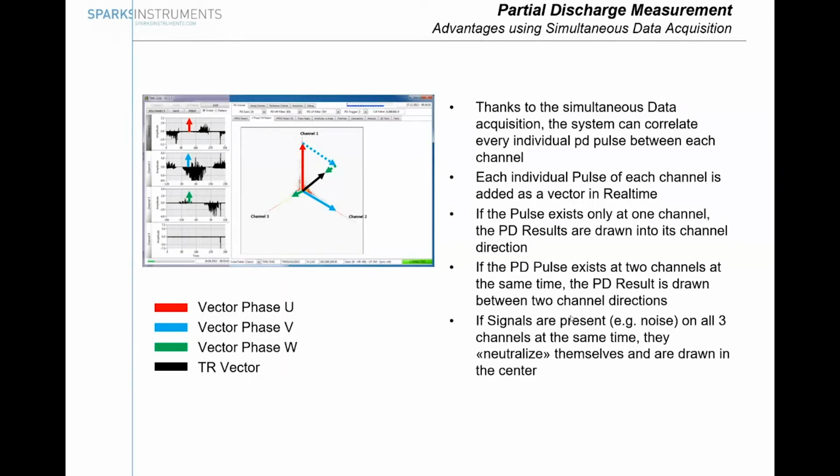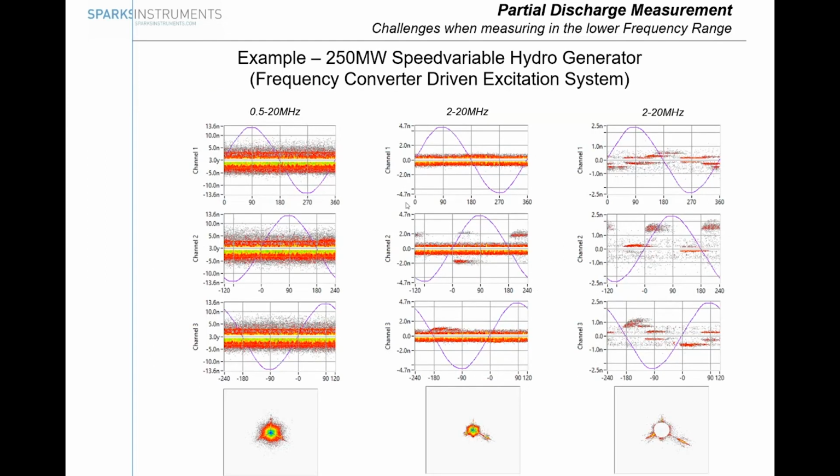So how does this calculation work? Basically very simple. We have three phases. We take a polar diagram and we say phase U is at 0 degree, phase 2 is at 120 degrees, and phase 3 is at 240 degrees. We have a discharge pulse simultaneously acquired on the three phases. And then we can add these vectors, make a summary vector, and once the summary vector falls back into 0, we know this is a noise because all the three vectors have the same magnitude.